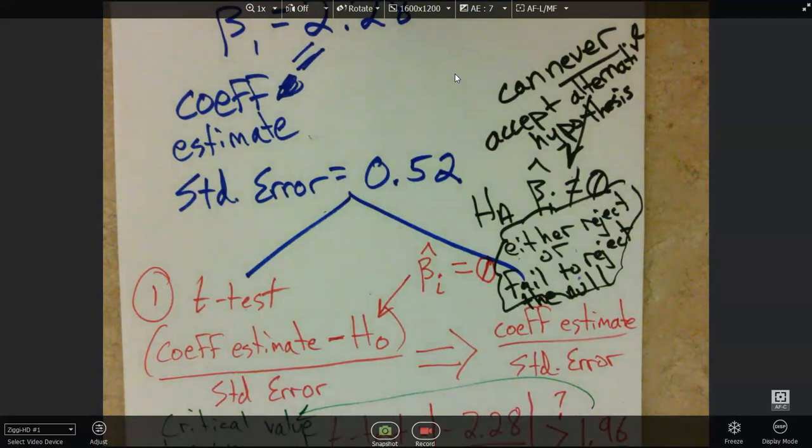And so when you reject the null hypothesis, you're saying, I believe this coefficient estimate is around what it says it is. If you fail to reject the null hypothesis, you can never accept it. But you can fail to reject it, then you're saying it could be 0. I just don't know. The coefficient estimate is so broad, okay?